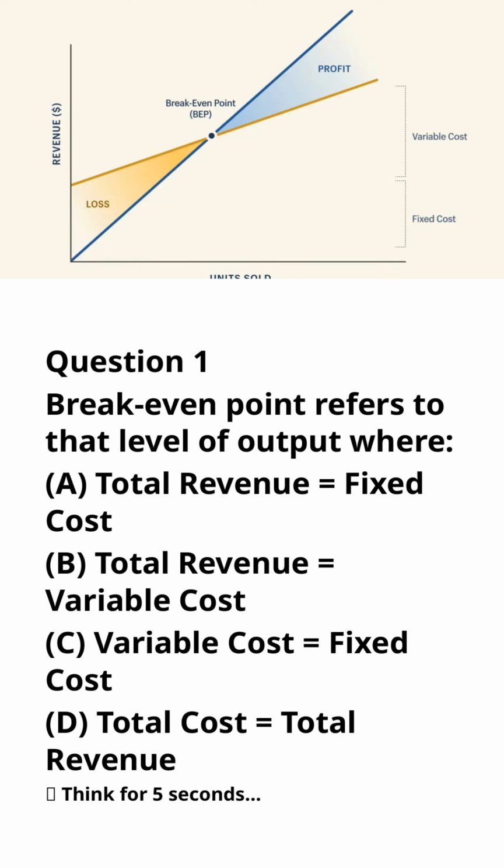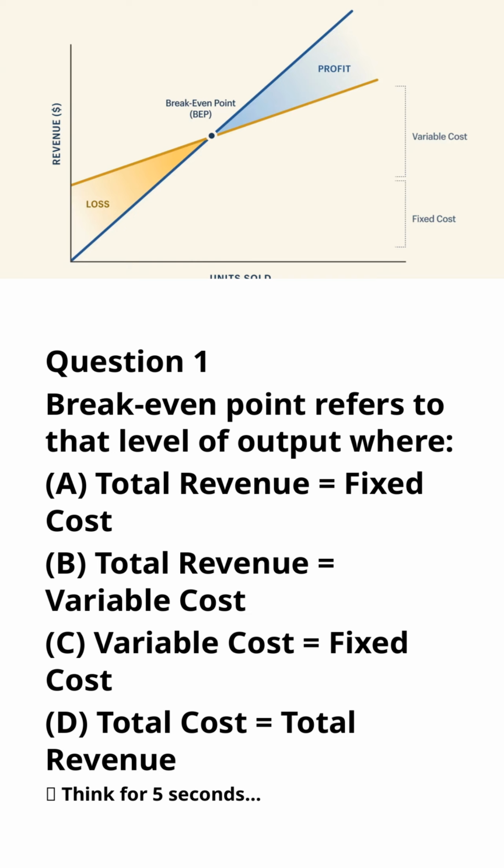Now, as we explore the concept of the break-even point, it's important to understand some key relationships. First, when total cost equals total revenue, we reach that break-even point. That's the point where the business is neither making a profit nor incurring a loss. Next, we see that variable costs equal fixed costs in certain scenarios, which can help us analyze different cost structures.